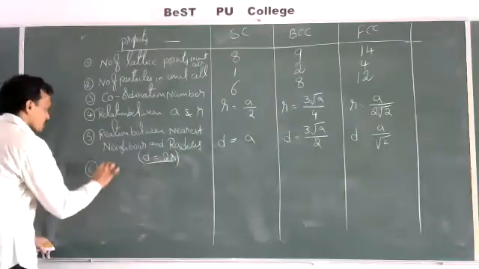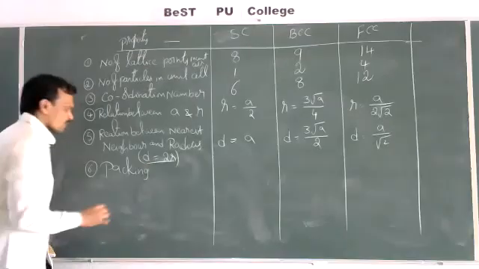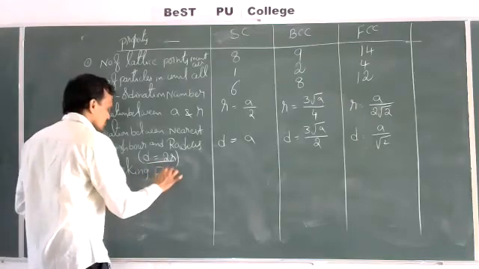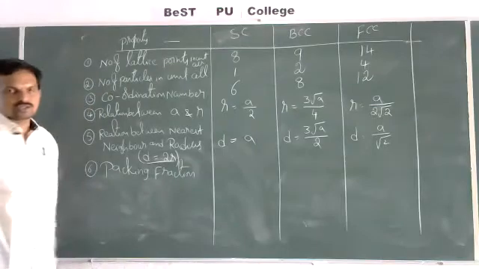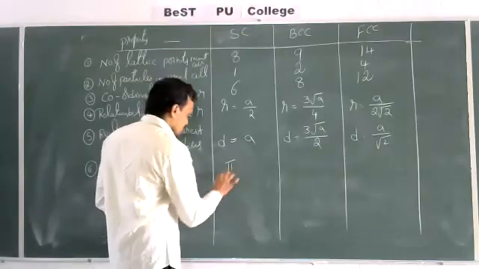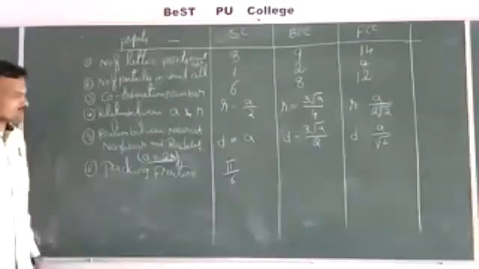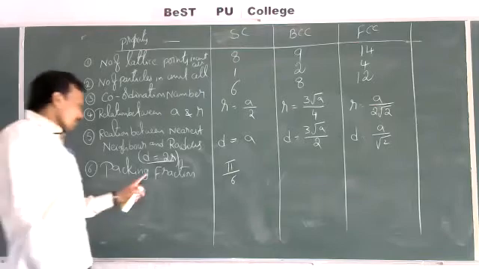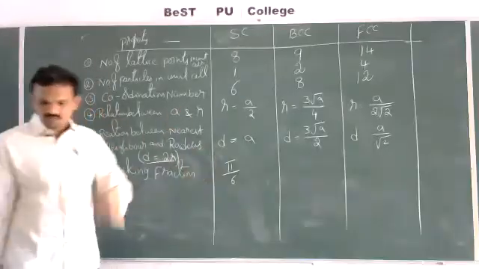Next, packing fraction. So packing fraction in terms of pi is pi by 6. This also we calculated in packing efficiency, the last but one step. So the packing efficiency, that is packing fraction, is equal to pi by 6 for simple cubic lattice.